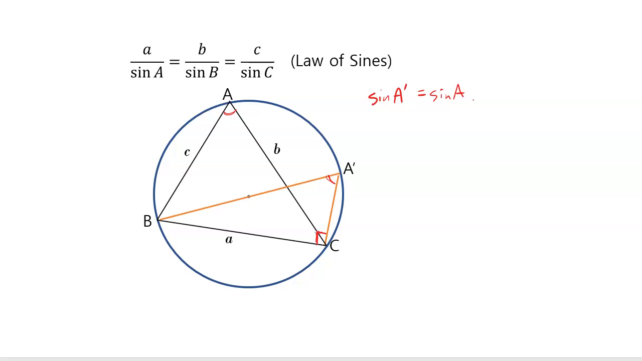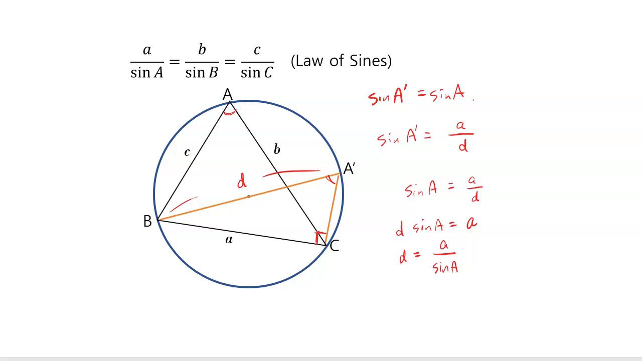Now we're going to use SOHCAHTOA. Let's call this diameter D; D will be the length of the diameter of the circle. Using SOHCAHTOA, sine of A prime is the opposite of this angle, this length A, over the hypotenuse of this right triangle, which is D. Then we replace sine A prime by sine A since they are the same thing, and we multiply by D. I want to solve for D because I want a formula for D. So I find that D, the diameter of the circumcircle, is equal to A over sine A.